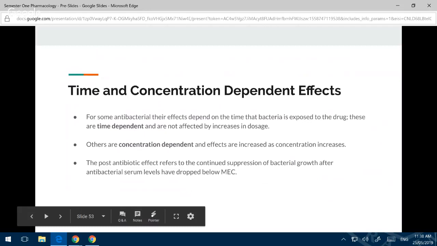Okay, so there are drugs that are time dependent. For some antibacterial drugs, it doesn't matter what the concentration is. You can increase the dosage as much as you want, it won't matter. You really just have to wait. Whereas others will respond to increases in concentration, and effects are increased as concentration increases.